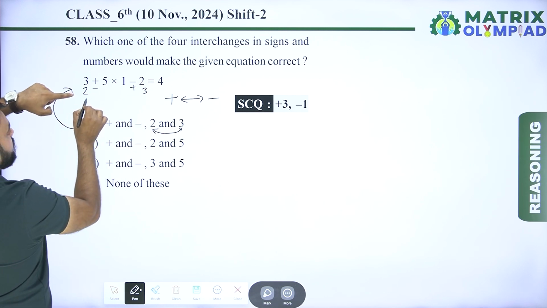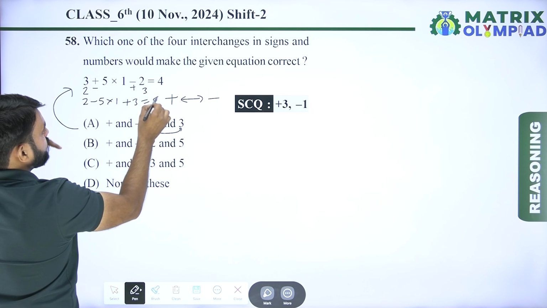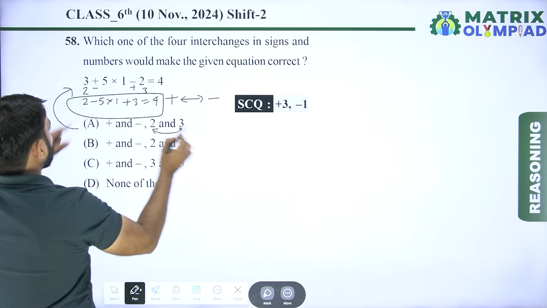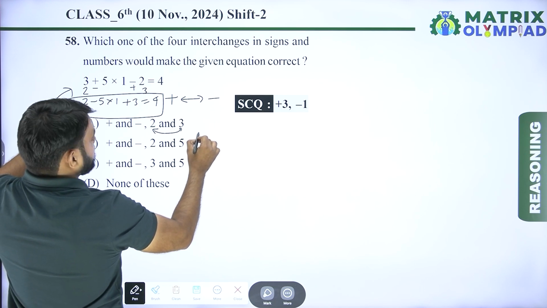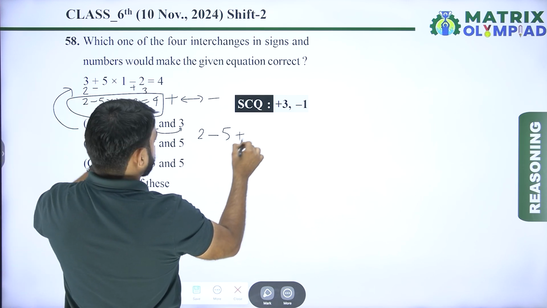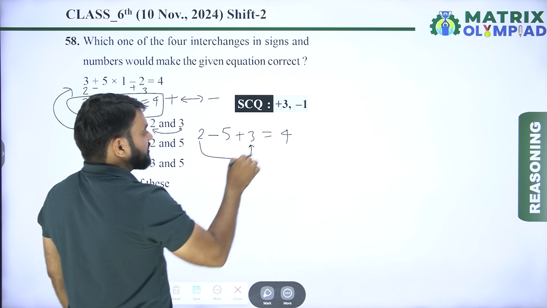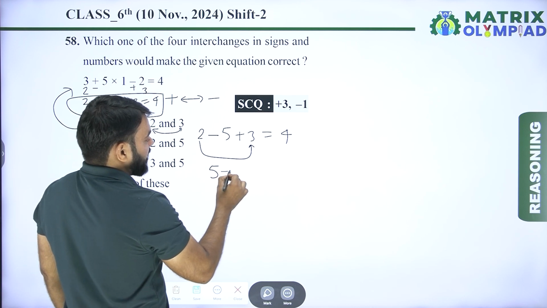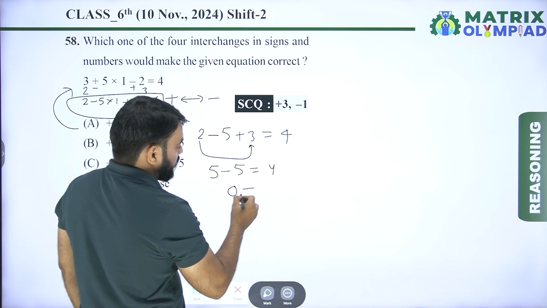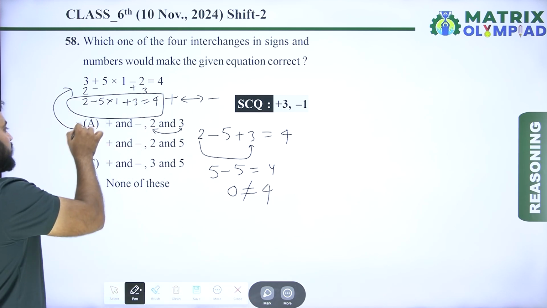So the equation is 2 minus 5 multiply 1 plus 3 is equal to 4. Using the BODMAS rule in this equation, first multiply the numbers. So 2 minus 5 multiply 1 means 5, plus 3 is equal to 4. So 2 plus 3 means plus 5. 5 minus 5 is equal to 4. 5 minus 5 means 0. 0 never equals 4. So it means option A is the incorrect option.